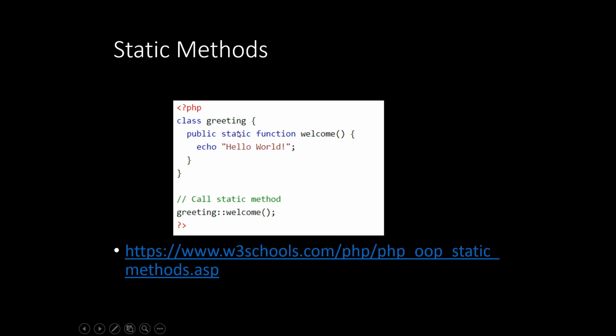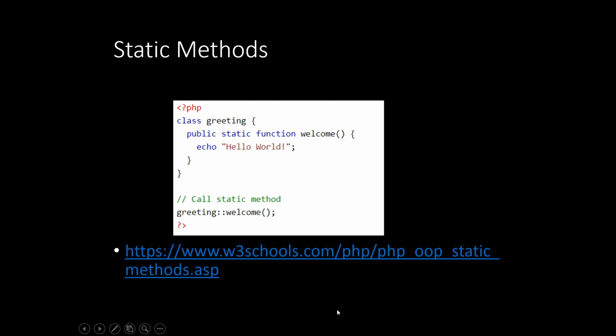We have a class Greeting, and inside this class we have a static method named welcome, and inside it we echo Hello World. To call this static method in this example, we just write the class name, that is Greeting, followed by the double colon sign, the scope resolution operator, and then the method name, that is welcome. So to call the static method, we do not need to create an object of the class. You can know more about static methods by visiting this link.